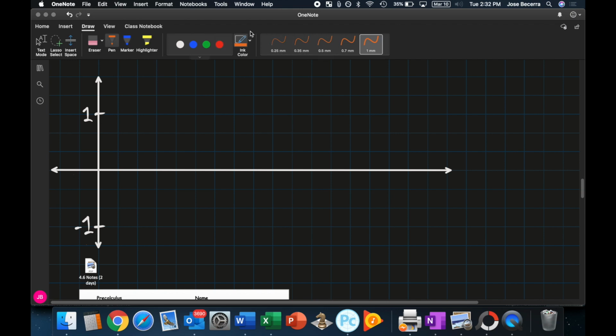Today we're going to be going over the graph of tangent, right? Now tangent and cotangent are very similar, so once you know one, you basically know the other. For tangent, we need to remember the first trig identity that I taught you guys. Do you guys remember what tangent of x or tangent of theta is equal to?